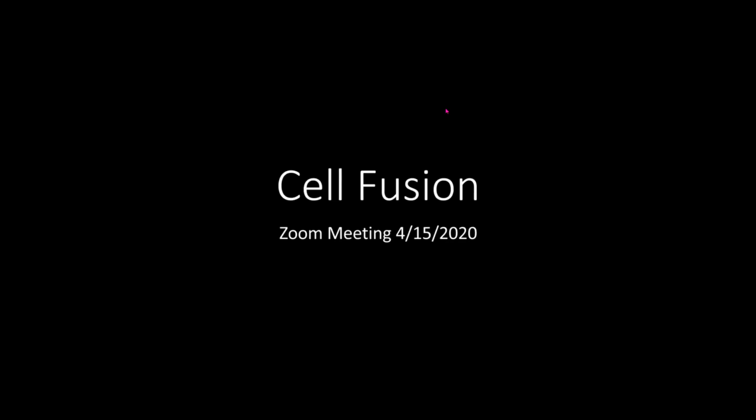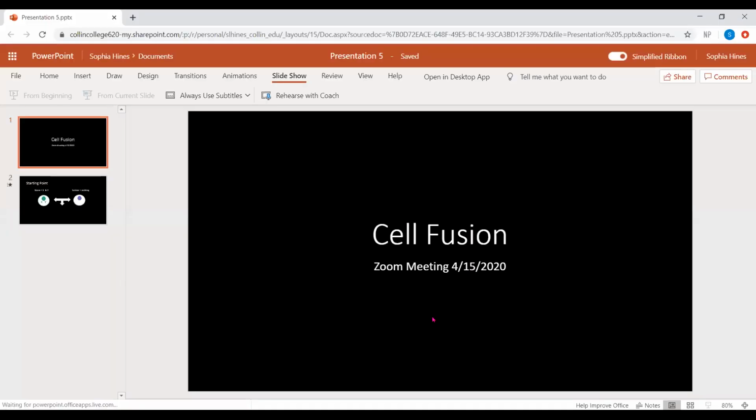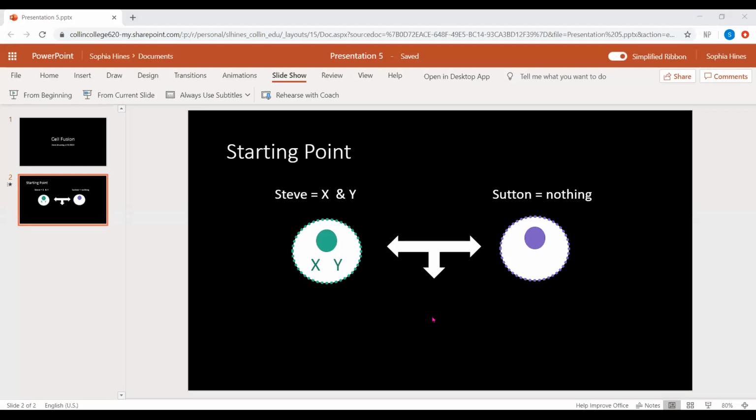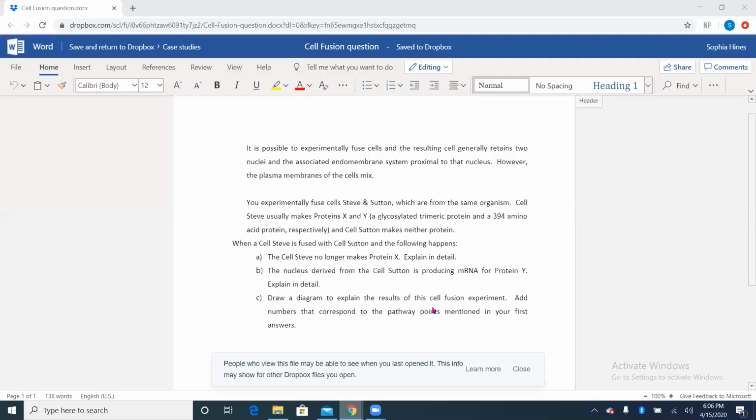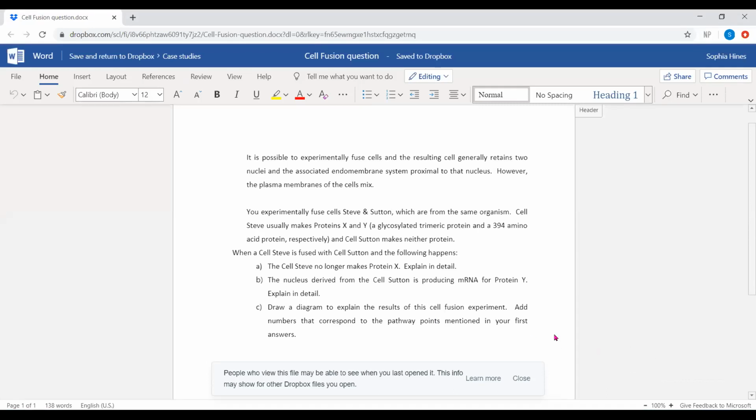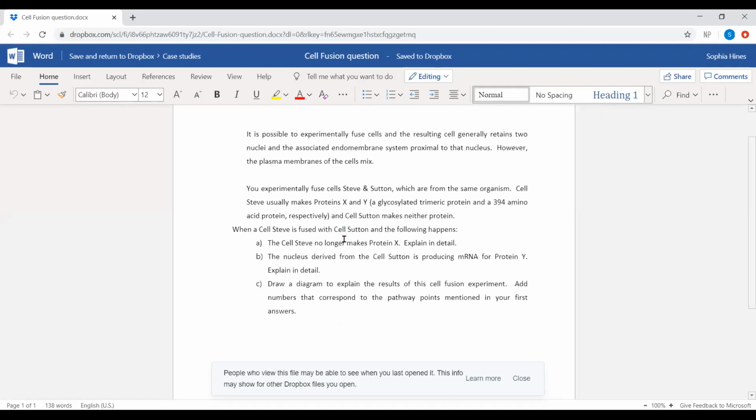I mentioned before I have uploaded the Word document that is the case study that we are going over. Let me see if I can pop that up on the screen here. Share screen. Okay, hopefully it's showing for everyone, the Word document there. It was under modules where you got the link for this. If you want to have that pulled up, you can keep track of cell Steve and cell Sutton and protein X and Y.